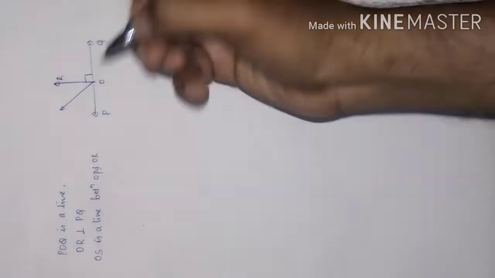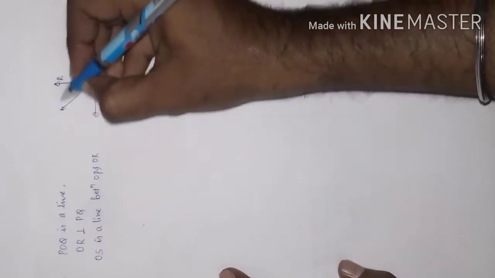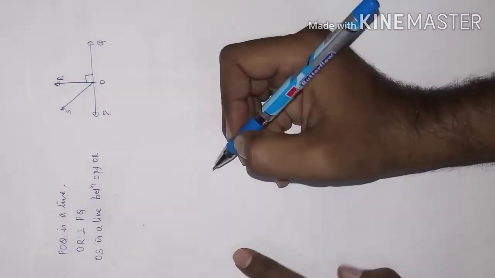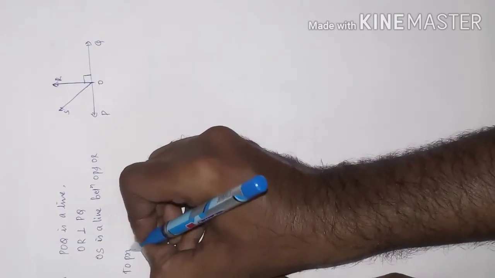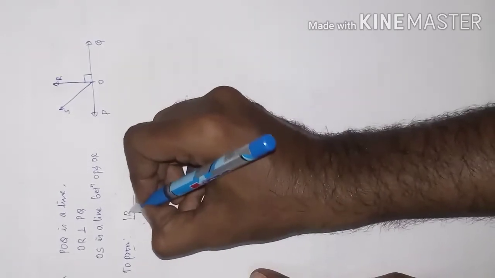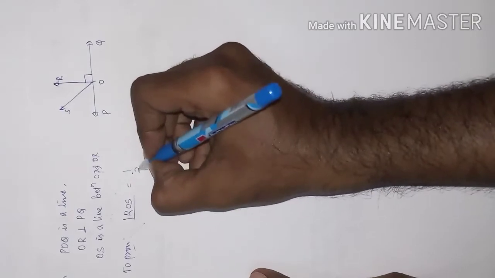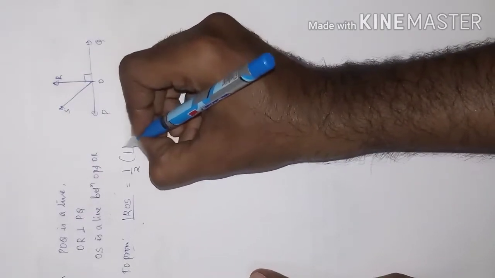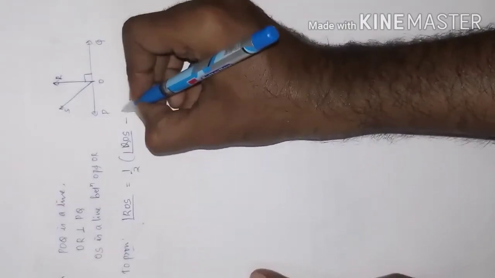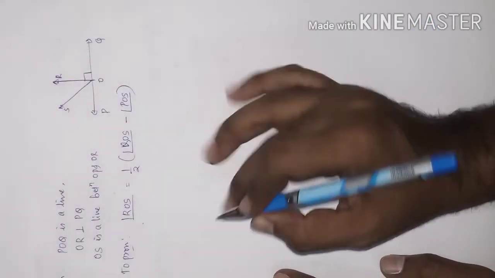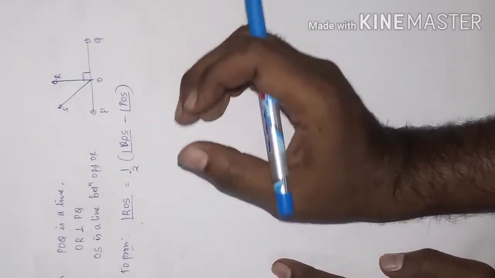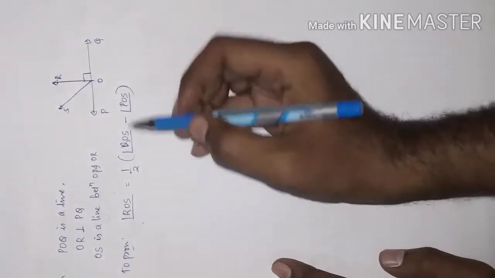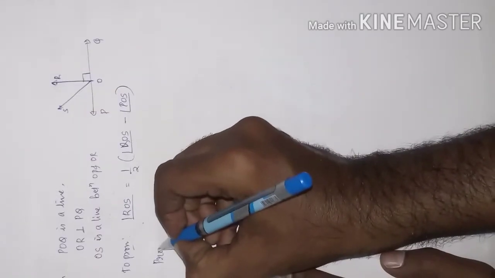I will name this as S here. So this is the given, and we have to prove that angle ROS is equal to half of angle QOS minus angle POS. Simple example and very important example. Simple it is, but very important. Now we'll go for the proof.